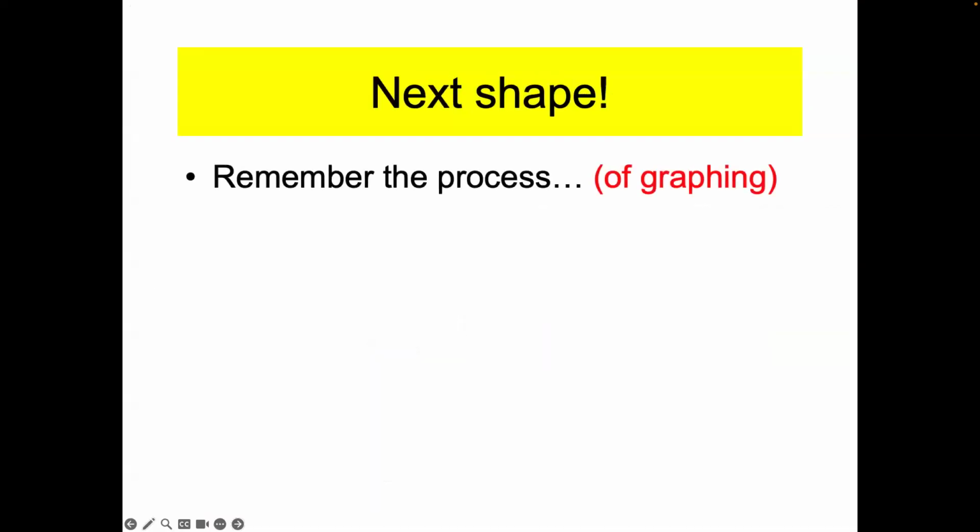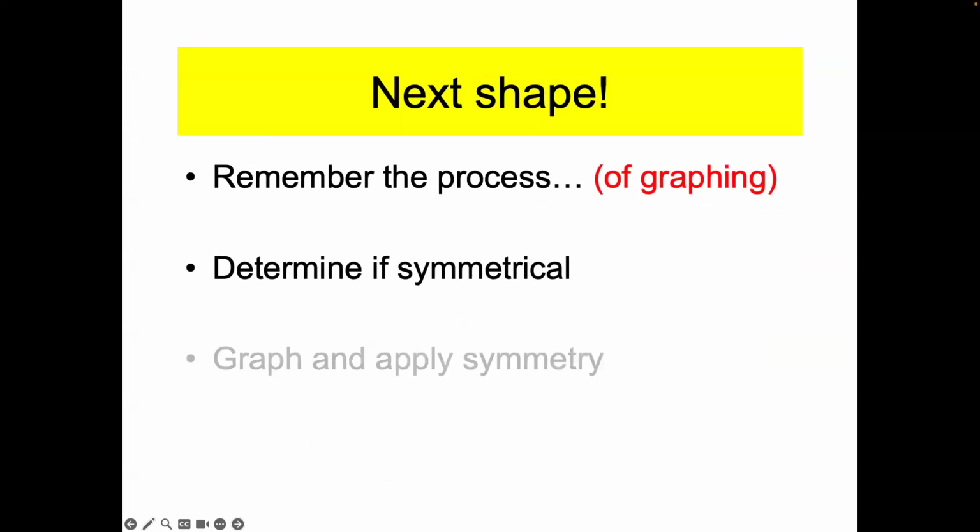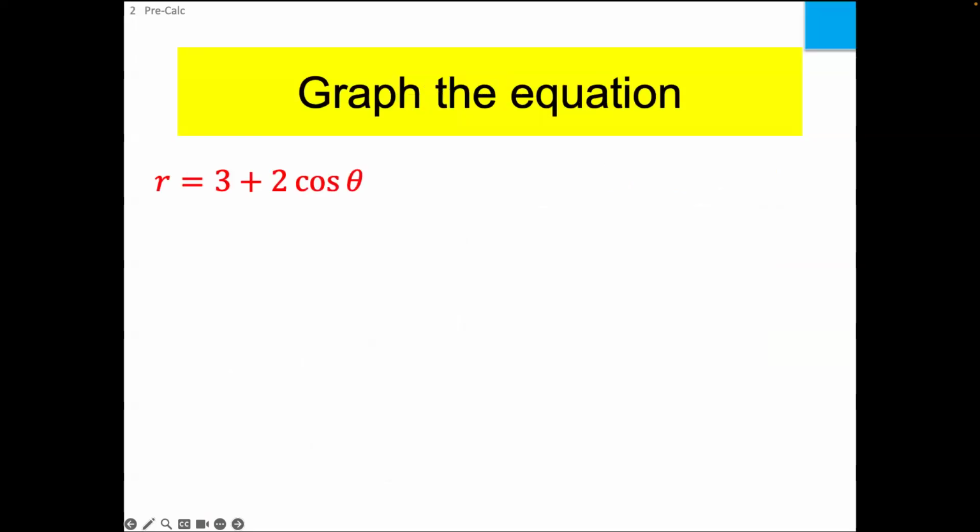All right, remember the process. The process is determine the symmetry, graph and apply that symmetry, and you're done. All right, does this look like the previous one? Does this look like a cardioid? Well, does A have to be the same? So she notices immediately A is not the same. So the difference between this and a cardioid is A is not the same. You see that? Further, you see the relationship between the two numbers?